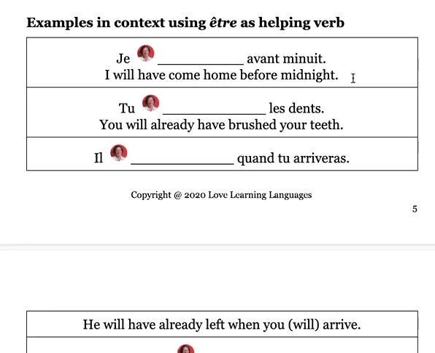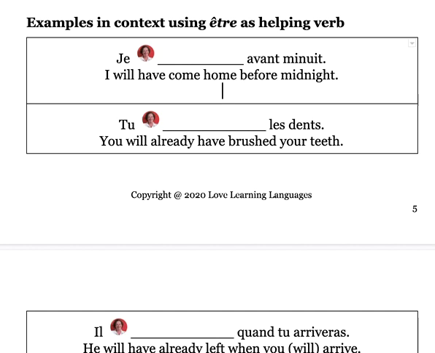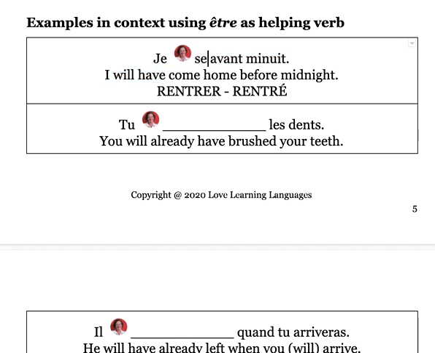So I will have come home before midnight. Which verb do you want to use there? I'm going to use rentrer, right? Because to come home, that's our verb rentrer. And then, of course, your past participle is rentré with an accent. But we have to use être, don't forget. So it will be what? Je serai rentré avant minuit, right? So if your je is feminine, add an e.